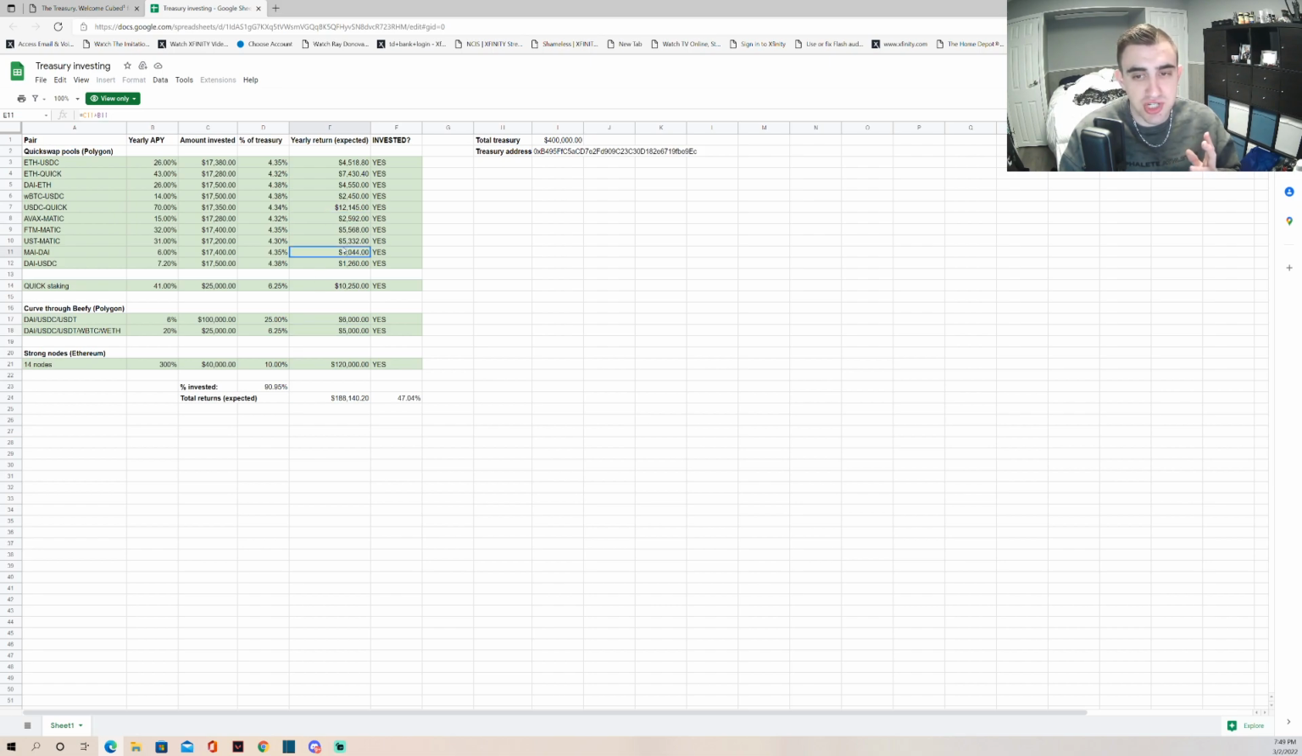All of these are subject to change and they are all invested in. It looks like they will be making their money back. They invested about 47.04%, and they got $188,140.20 on a yearly expected return. So close to $200,000 on just these initial investments. It looks like we got 12, 13, 14, 15, yeah, I probably counted that wrong, 12, 13, 14, 15, 16 different investments.